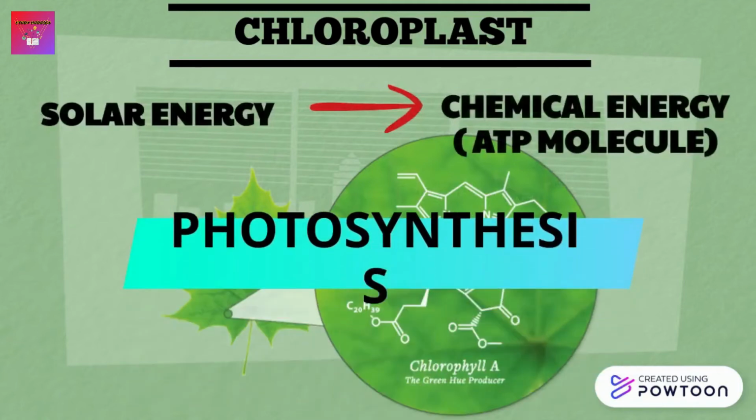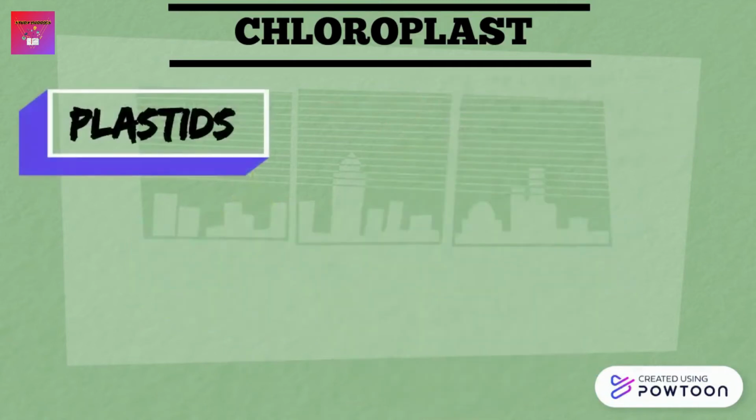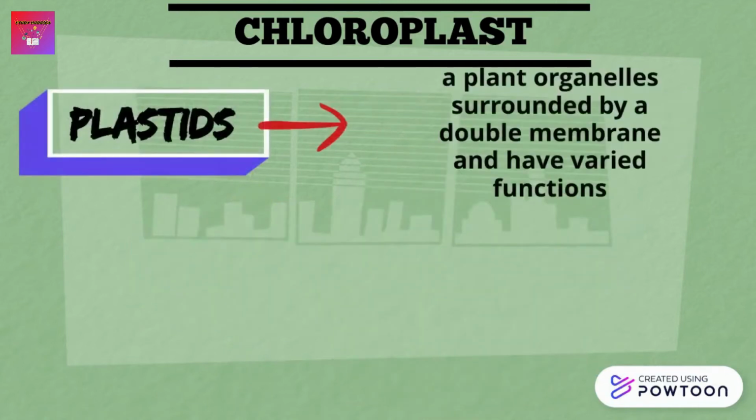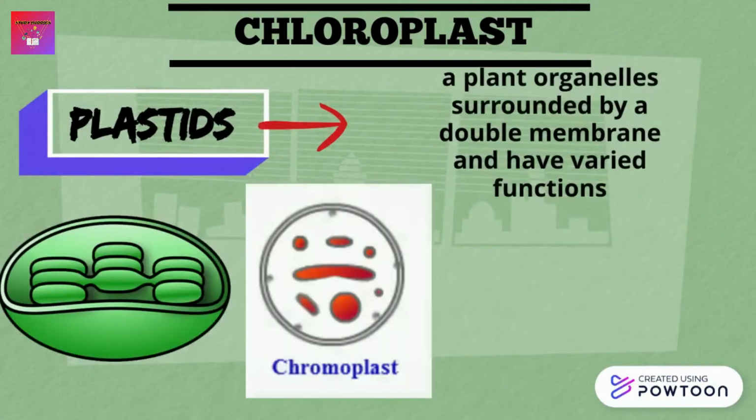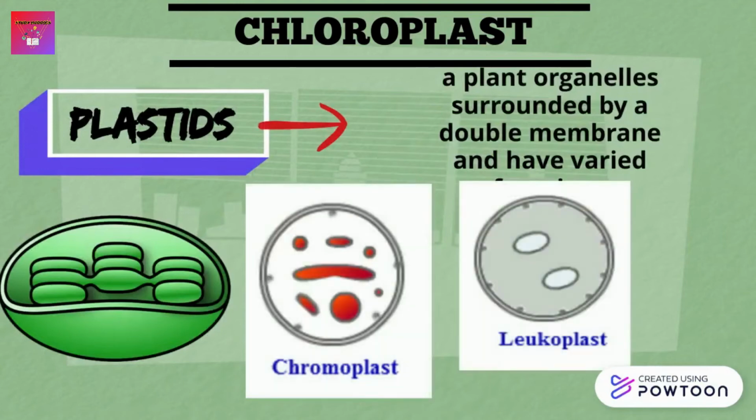As a matter of fact, chloroplast is a plastid, meaning it is a plant organelle surrounded by a double membrane and has varied functions. Some other examples of these plastids are chromoplasts, containing color pigments for red, green and orange colors, and leucoplasts, which synthesize and store starches and oils.